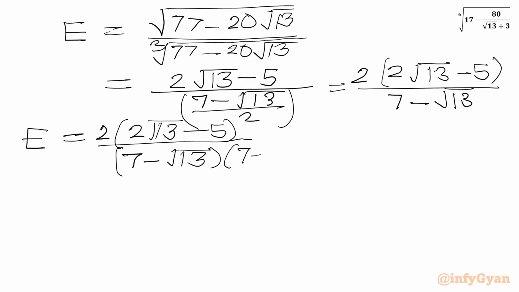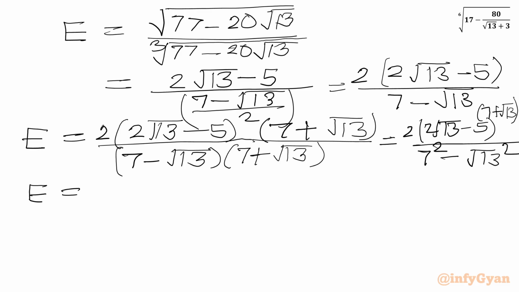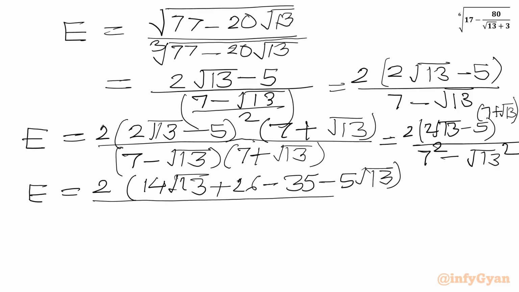Let's rationalize again. So I will multiply 7 plus square root 13 in the numerator and denominator. So the denominator will give us 7 square minus root 13 whole square. And in the numerator we will take the product. So let me write 2 times 2 square root 13 minus 5 times 7 plus root 13. Let me write here e equal to 2 times, now I will multiply 2 root 13 with 7, 14 root 13. 2 root 13 with root 13, so 26. Minus 5 times 7, minus 35. Minus 5 root 13 over 7 square minus 13. 49 minus 13 is 36.